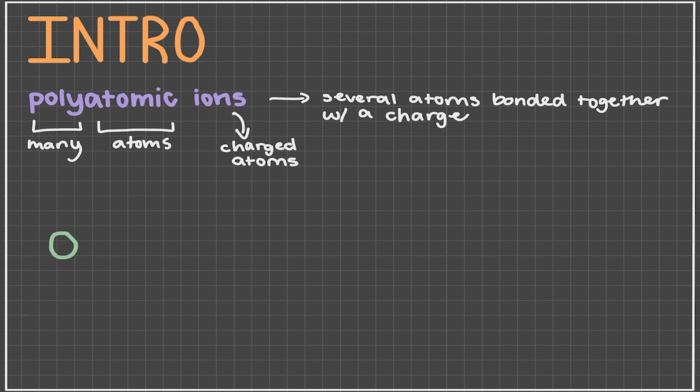Let's look at some examples of polyatomic ions. A common one is hydroxide. We write this as OH-. This just means that one oxygen atom and one hydrogen atom are bonded together. And this group of hydrogen and oxygen has a charge of -1.